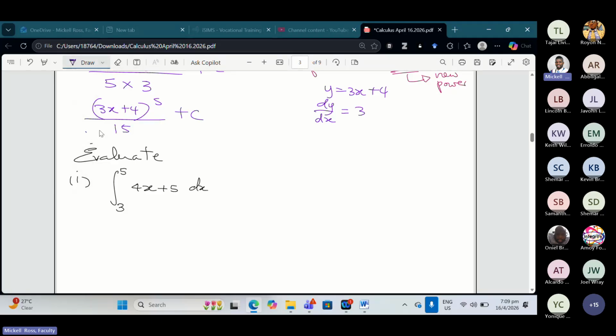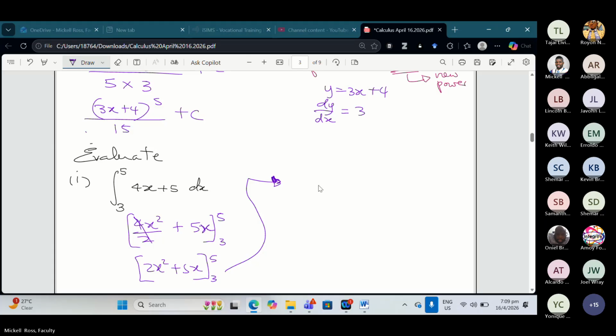Integrating 4x, we're going to get 4x squared divided by 2. Integral of 5 is just going to give us 5x. And it is from 3 to 5. This can simplify, we get 2x squared plus 5x from 3 to 5. All right, I'm going to use up the space over here, so I'm just going to bring it up to this side so we can maximize on the space. So we're going to substitute when x is 5 and when x is 3. So it's going to be 2 times 5 squared plus 5 times 5.